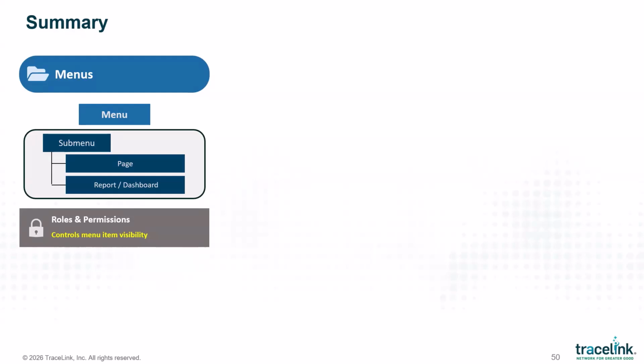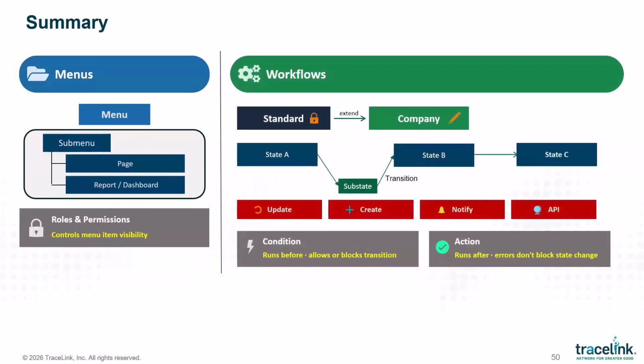Another important point is that menus work together with roles and permissions. Users only see the menu items their role allows them to access. If they don't have permission, the item is hidden from the UI. Then we looked at workflows. A workflow defines how an object moves through different states during its life cycle. It helps control the business process and keeps object movement consistent.